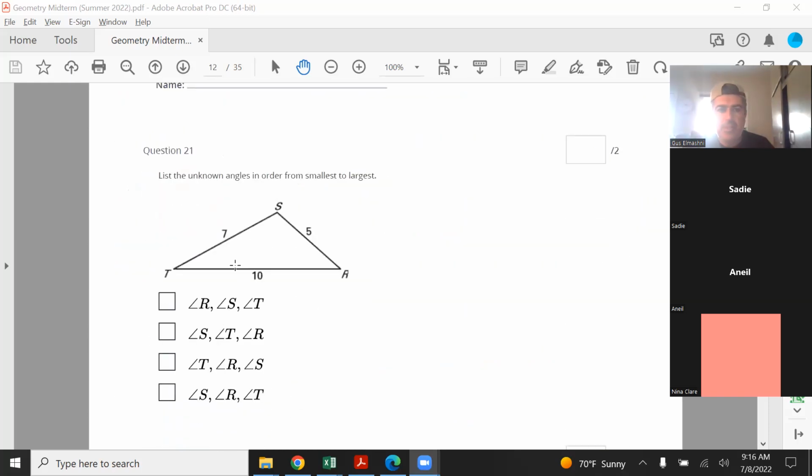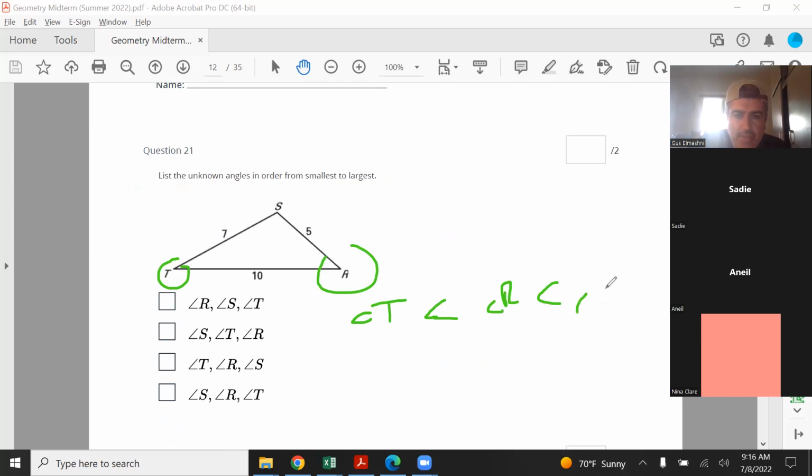21. Let's put the angles in order from smallest to greatest. We talked about this right before the midterm. Angle T is the smallest. Then angle R is second because it's opposite the second biggest side. And then finally, angle S. So we should go TRS.